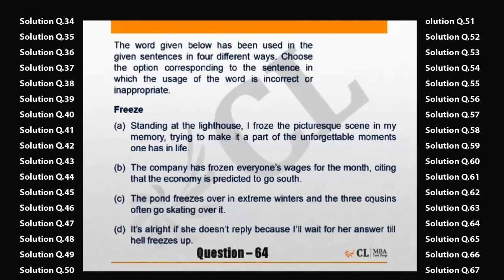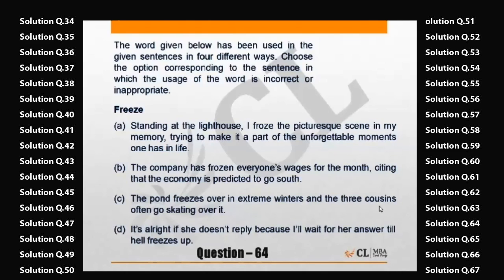To freeze money or assets means to make them unavailable to someone. Option C was pretty easy to understand. It read, the pond freezes over in extreme winters and the 3 cousins often go skating over it. If a pond freezes over, we know that it means that its surface has become ice, which happens in cold places in winters. Option D is our answer, which we had to pick up as the incorrect or inappropriate usage, since it read, it's alright if she doesn't reply, because I'll wait for her answer till hell freezes up.